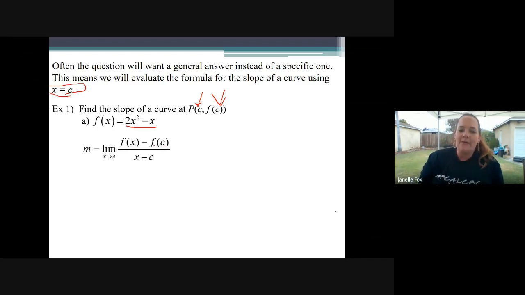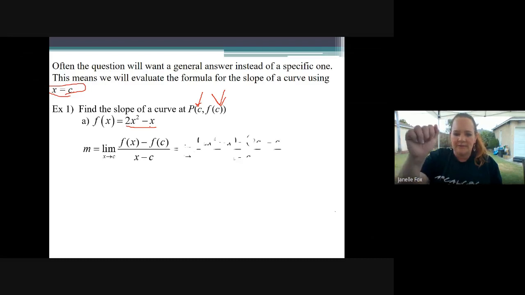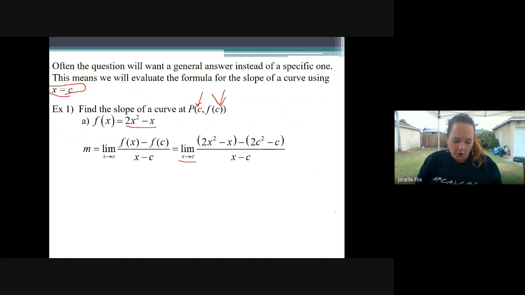Okay, so we're going to do f of x minus f of c over x minus c. I think I was saying that f of x is just 2x squared minus x. F of c, we're just going to put in c, so it's going to be 2c squared minus c. So let's put those babies together. So we have the limit as x approaches c. Again, I would like to remind you, ladies and gentlemen, if you're not putting the limit as x approaches c first, you are wrong.